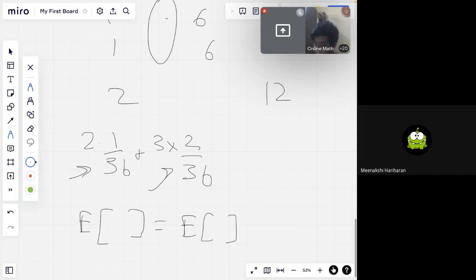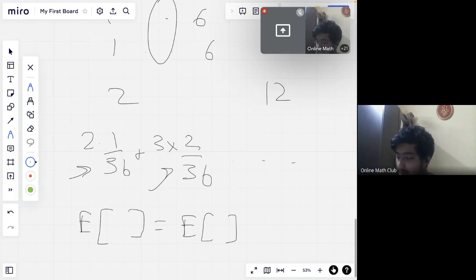So for example, to get 5, it's like 2 plus 3. So 1 by 6 plus 1 by 6, 2 by 3. Oh no, wait, there are more. That's a long way of calculating expectation. You don't need to do that.